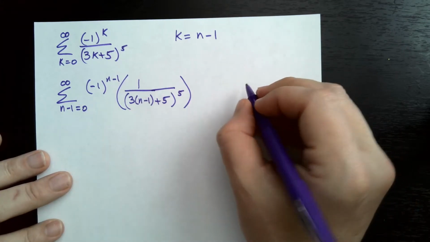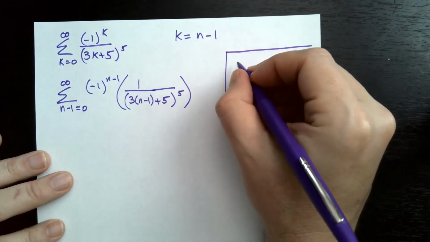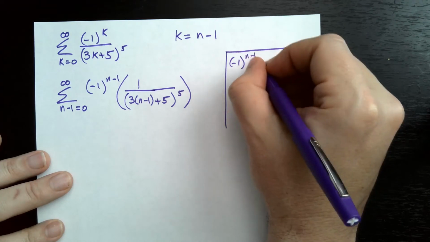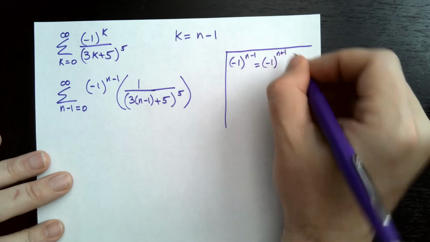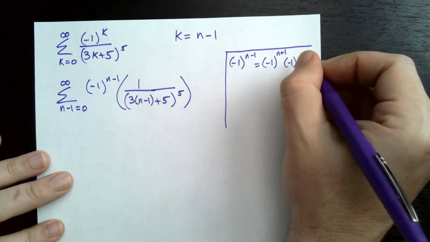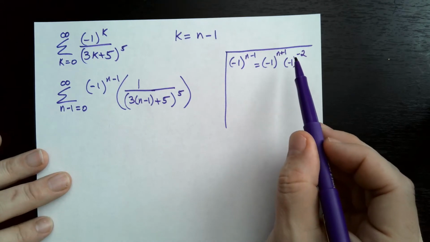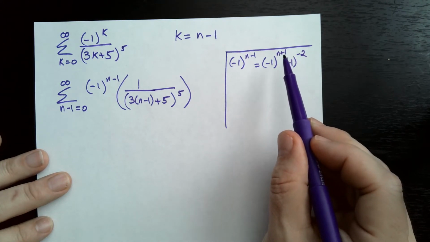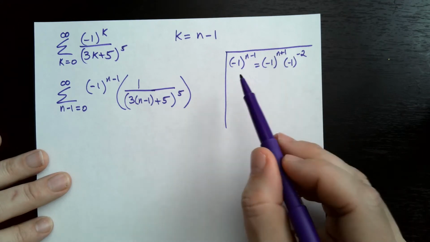The reason for that being, I'll put this over to the side over here: if I have (-1)^(n-1), that's the same thing as (-1)^(n+1) times (-1)^(-2). Now think about that for a second and make sure you understand that. They have the same base, so if I combine these, n plus 1 minus 2 gives me n minus 1. So these two things are equal.